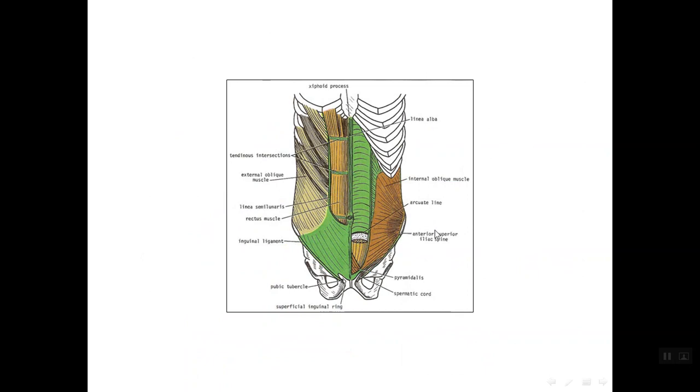So this is the anterior superior spine. Here the posterior wall of the rectus sheath will end by a curved line called the arcuate line, and the rectus abdominis muscle will lie directly on the transversalis fascia.